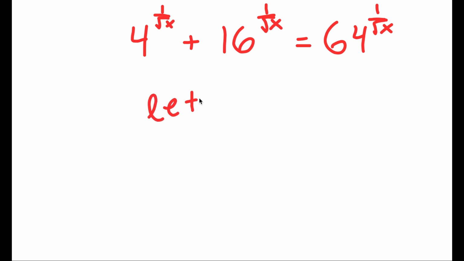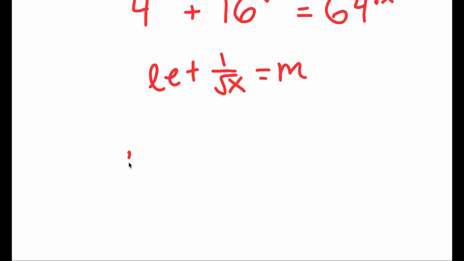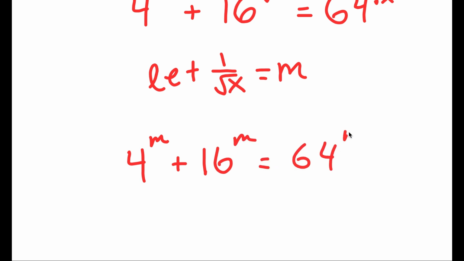So to do that, I'm going to let 1 over square root of x equal to the variable m. So this way, we don't have to worry about it for now. So now if I substitute an m for 1 over square root of x, I have 4 to the power of m plus 16 to the power of m is equal to 64 to the power of m.